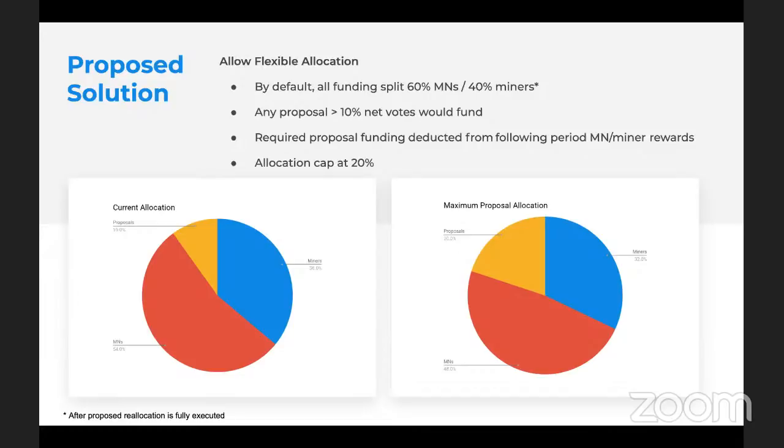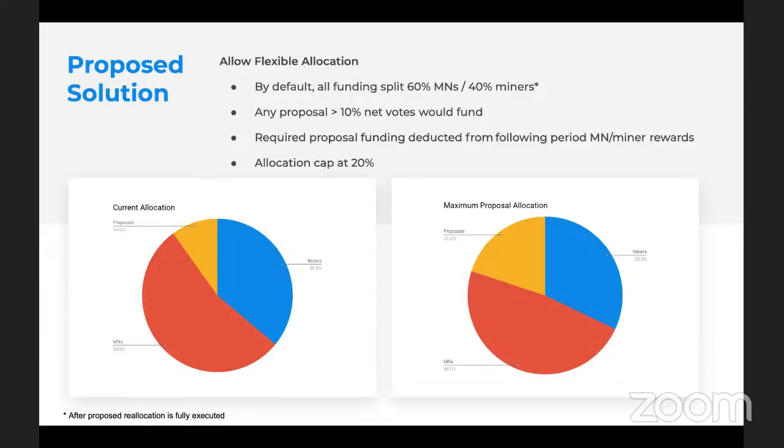But the way that this would work is that by default, all funding would simply be split 60-40 masternode miners. If no one voted, if no one put a proposal up, 60% of the reward would go towards masternodes and 40% towards miners. Any proposal that received greater than 10% net votes would fund, however, up to a cap of 20%. And after removing the proposal funding from the allocation for the month, the remainder would then be split following that period's masternode miner rewards. And so I've put a couple of examples here to better illustrate this.